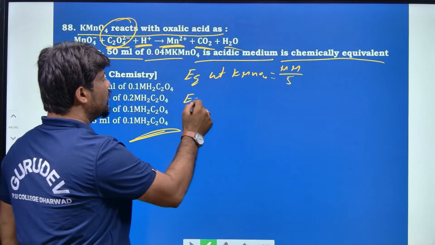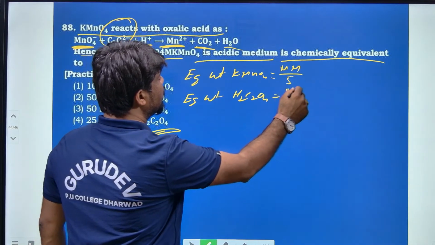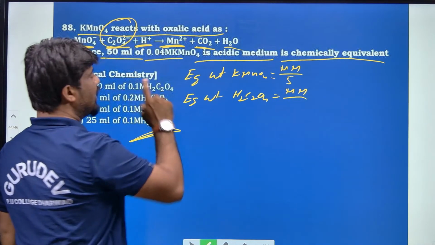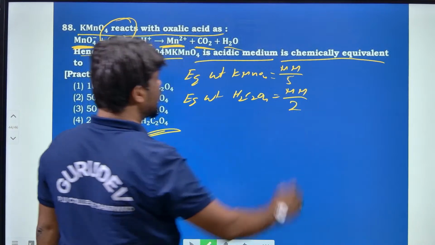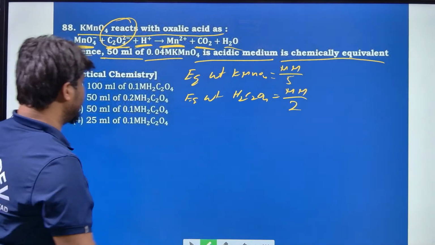In the same way, the equivalent weight of oxalic acid, H2C2O4, is its molecular mass divided by the change in oxidation state. For one carbon there is a change of 1 in oxidation state, so for 2 carbons the change is 2. Then I can solve that.